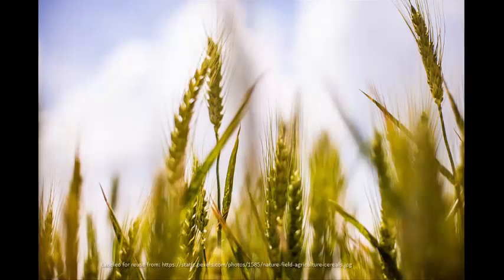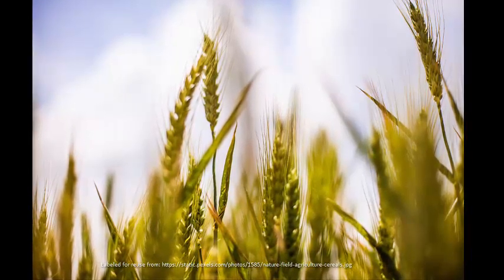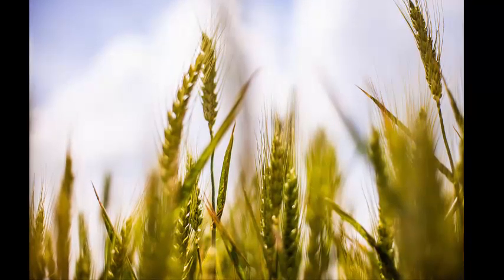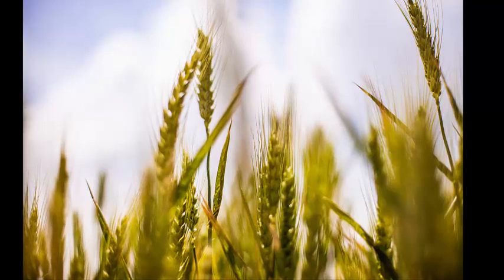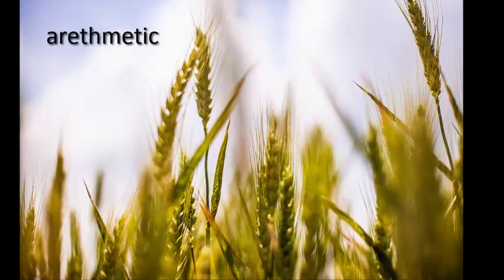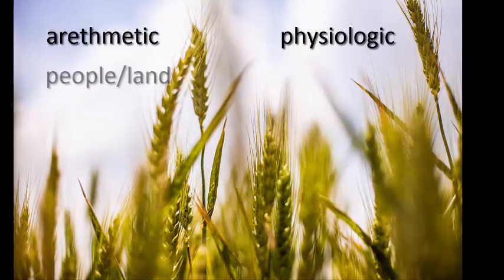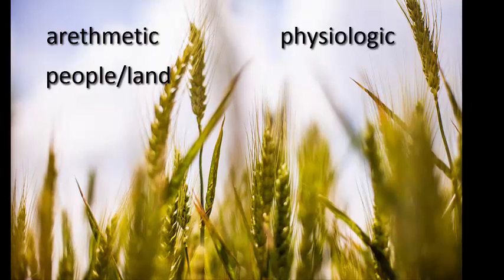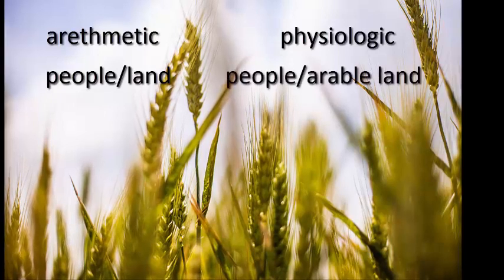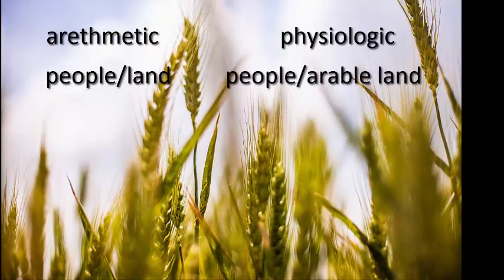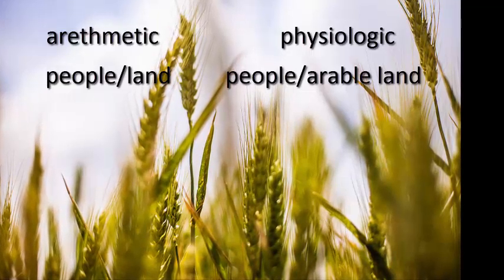Neither measurement considers how much of the land is suitable for agriculture, however. People tend not to live on land that is not arable. Considering arable land results in 2 separate measurements of population density: arithmetic and physiologic. Arithmetic population density is simply the number of people divided by the total land area. Physiologic population density is the number of people divided by the total arable land. Each measurement helps geographers understand something different about the place in question.